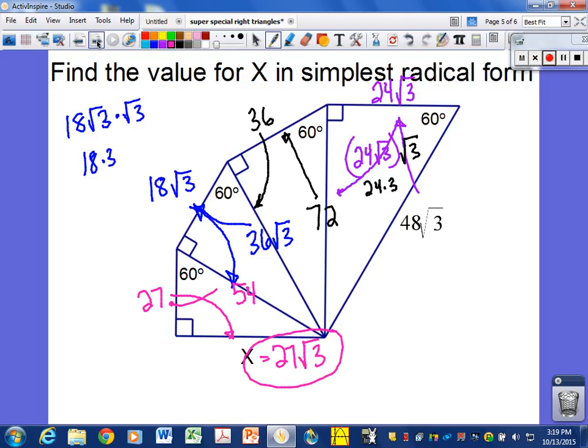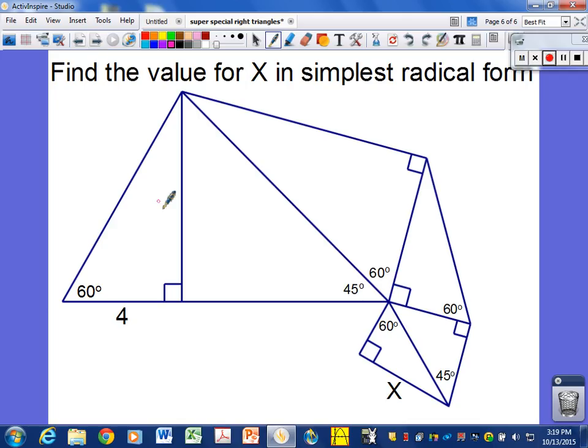One more example, and then we'll call it quits. Okay, so this is lovely. We have a 30, 60, 90, a 45, 45, 90, a 30, 60, 90, a 45, 45, 90, and a 30, 60, 90. And we're looking for the long leg. So let's see what we can do. We're going to come over here.